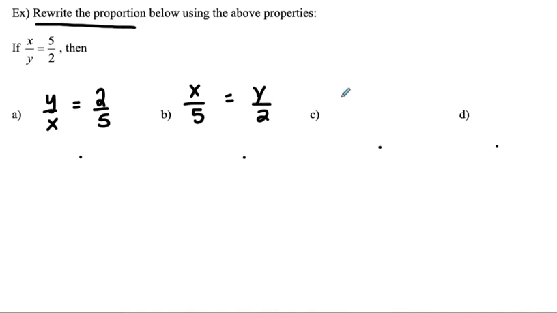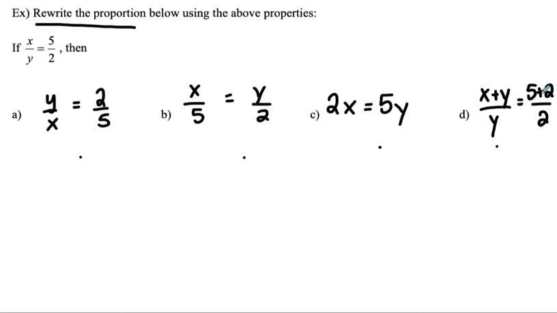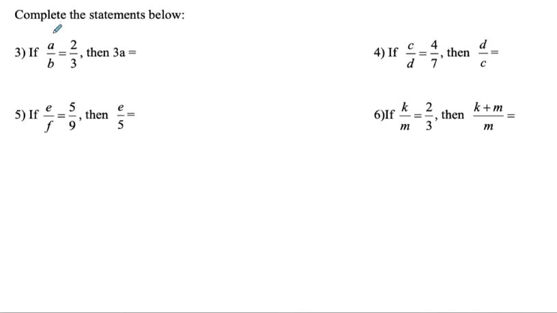I could do 2 times x equals 5 times y. Or I could do x plus y over y equals 5 plus 2 over 2, which is 7 over 2. Now, this one I tend to use only with geometric figures, and I'm going to talk about that a little bit later in class, okay? And we'll talk about why that one's helpful. All right, so if you could complete the statements and bring those to class, we'll go over those in class.